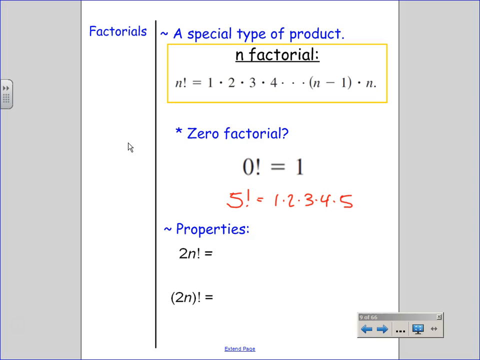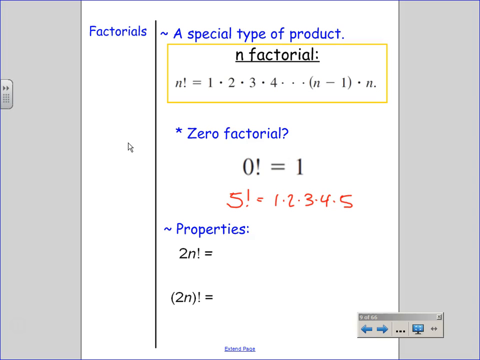Factorials are a special type of product: 1 times 2 times 3 times 4, all the way up to n. Now some of you, if I were to ask you what 5 factorial is, you would have said 5 times 4 times 3 times 2 times 1. And you're not wrong.